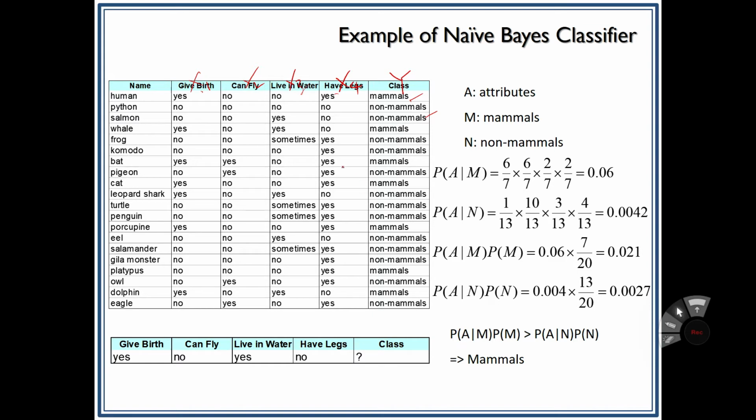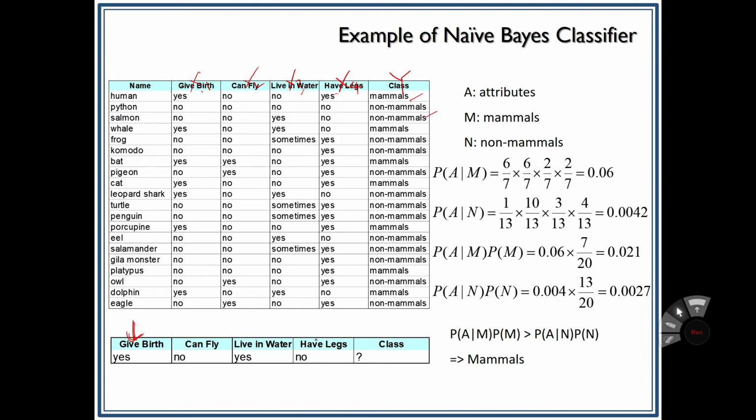Based on this training set, the purpose of this example is to classify this new animal, this new observation, into mammals or non-mammals. We don't know the class of this one, but it gives birth, cannot fly, lives in water, and doesn't have legs.